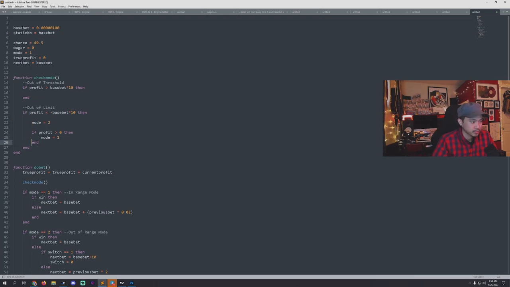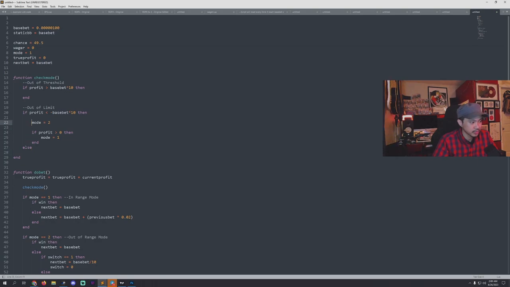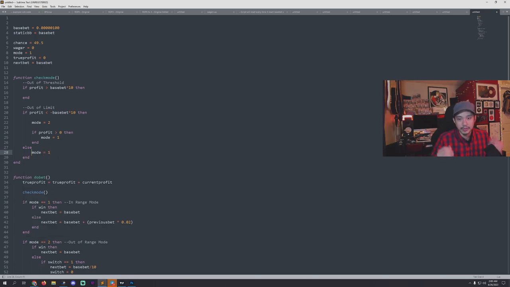Okay. And then out of range, if profit is less than that, but if it's not, right? So here we're at this if statement now. If profit is less than negative 10 times your base bet, go do this stuff, right? But if not, it's got to be mode equals 1. You default to mode equals 1, right? Default to mode equals 1.